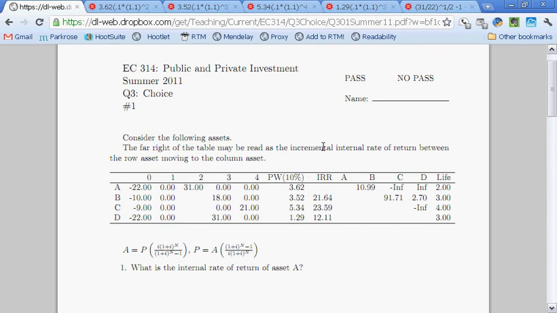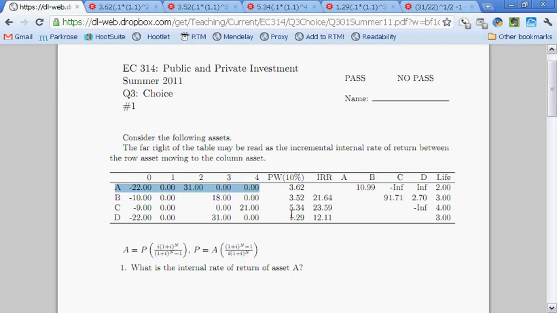Hi, wanted to record the answer to essential question number 3, version 1, for the summer of 2011. This is what your essential question should have looked like. It's set up in the usual way where asset A is this guy that goes all the way across. Again, it costs you 22 in time period 0, and then it gets you 31 in time period 2.